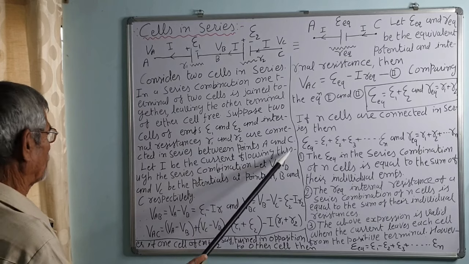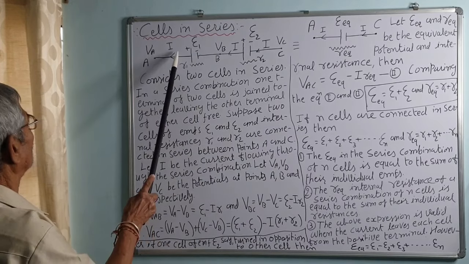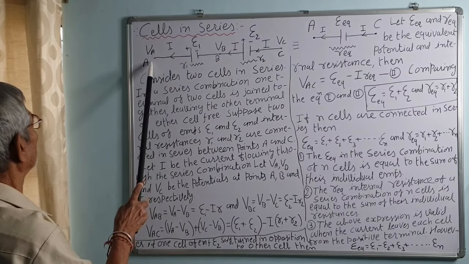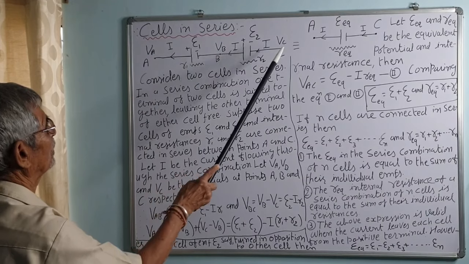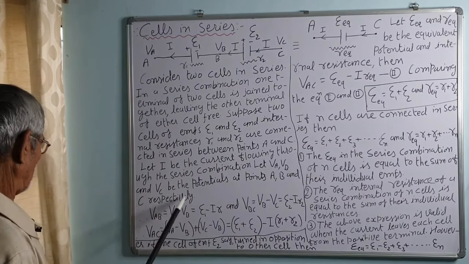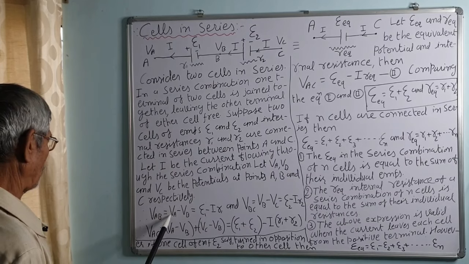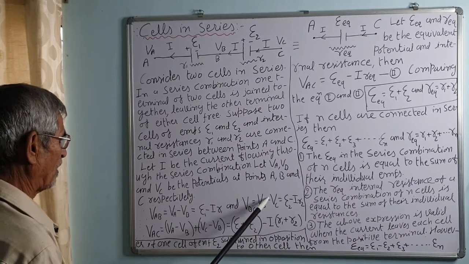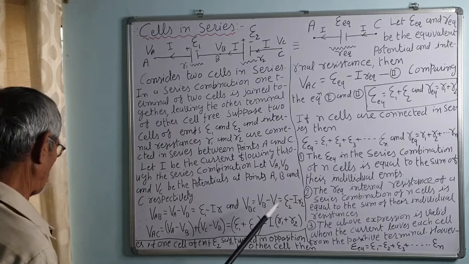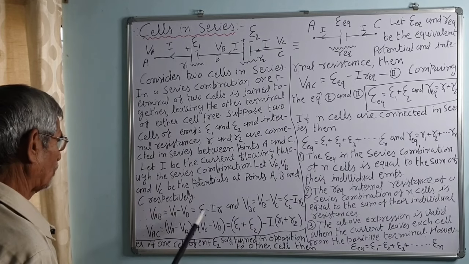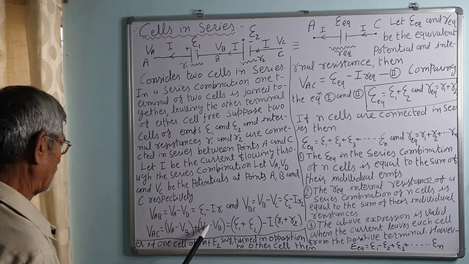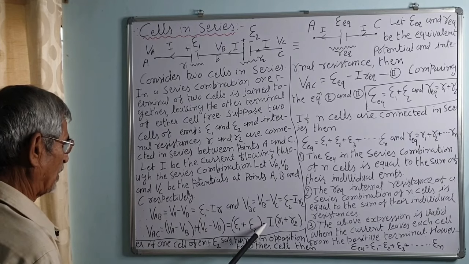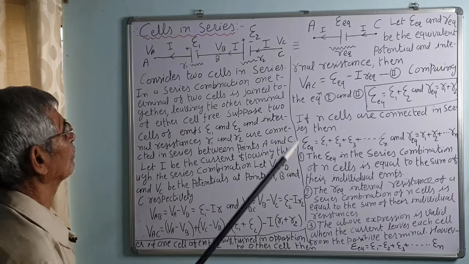Let I be the current flowing through the series combination. Let VA, VB and VC be the potentials at points A, B and C. Therefore, VAB is equal to VA minus VB, which is equal to E1 minus I r1, and VBC is equal to VB minus VC, which is equal to E2 minus I r2. Therefore, VAC is equal to VA minus VB plus VB minus VC, and that is equal to E1 plus E2, the sum of these two, minus I into bracket r1 plus r2.